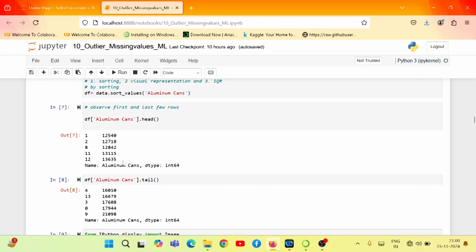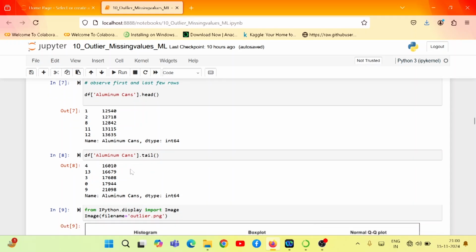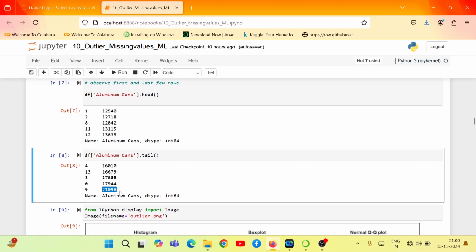Now let us display the last 5 rows. If you display the last 5 rows, you may see here, if you observe the difference between the last row and its previous row, see these two values, right? Here the difference is coming to maybe 3000 plus, right? 3154. So this is the abnormal difference. The difference between these two entries is abnormal. Hence, you may say that this last value, 21,098, at index number 9 is considered an outlier, right? So that is one way through which we can identify it.